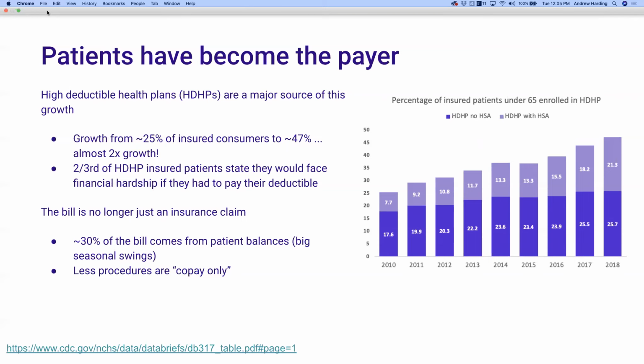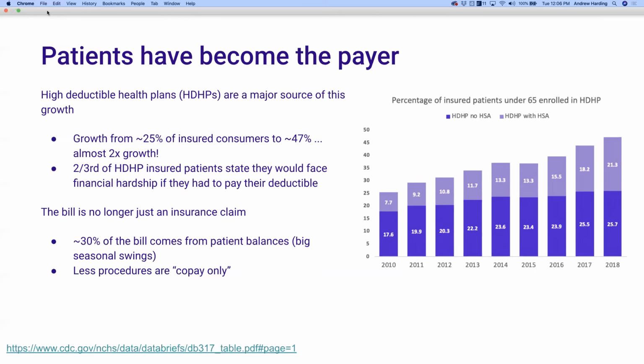We work with a lot of practices that do surgical services, and some of these services can be $2,000, $3,000, $4,000 plus. That's a lot of money that might be shifted from the insurance responsibility onto the patient. With these super high deductible plans coming out, the bill is no longer just an insurance claim, where there might be a $250 deductible remaining. Especially with the seasonality component of early in the year, January, February, March, what we've seen these last few months working with practices is that 30+% of the bill is coming from patient responsibility.